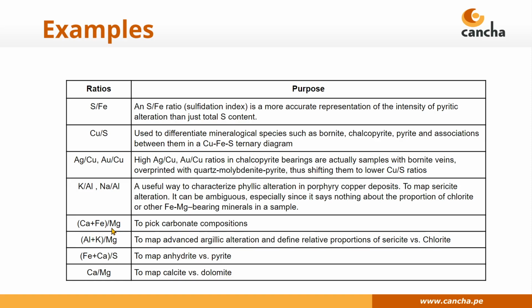Iron plus calcium divided by magnesium gives you a better idea about what carbonates you're dealing with. Aluminium plus potassium divided by magnesium will tell you about the argillic alteration, and how much transition you've had from sericite versus chlorite. Iron plus calcium divided by sulfur gives you a better idea whether you get anhydrite versus pyrite. Calcium to magnesium will tell you about more calcite versus dolomite, which would have an effect on potentially solution chemistry.